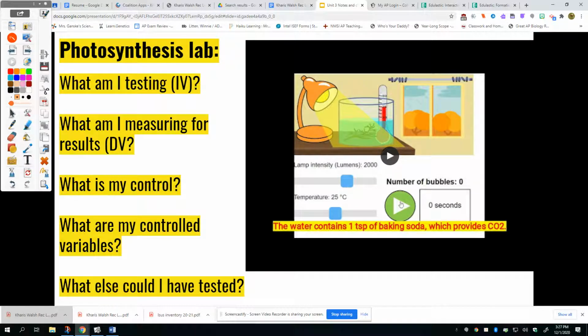What is my control? What's the control group? What am I using as my standard of comparison? What variables do I need to keep the same? What are the controlled variables? And if I had decided to change something different, what other factors could I have changed?